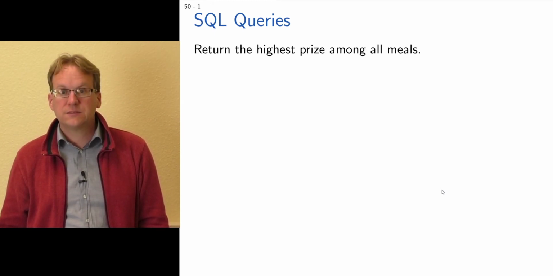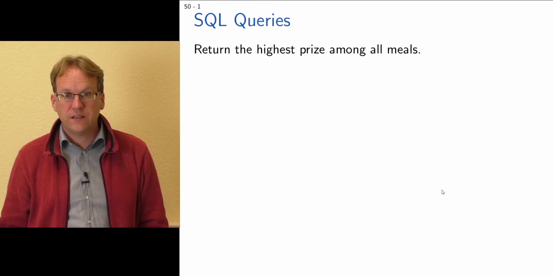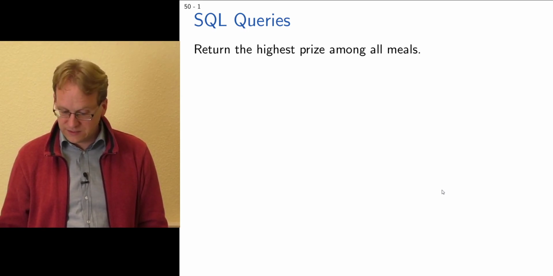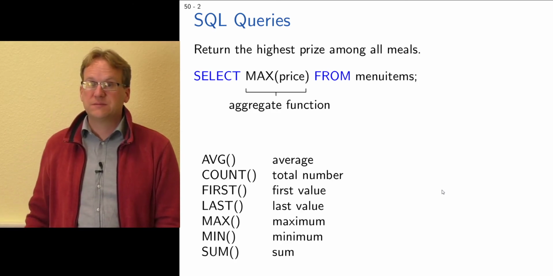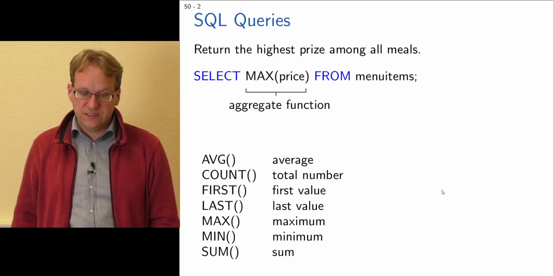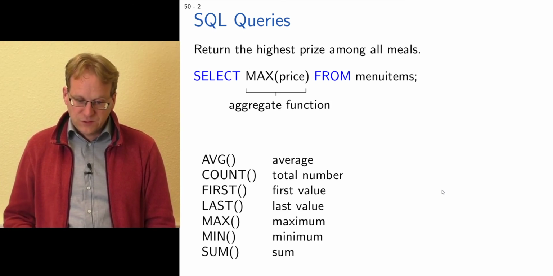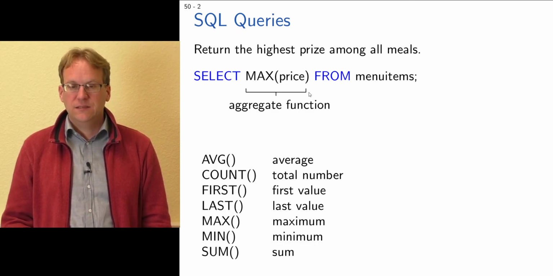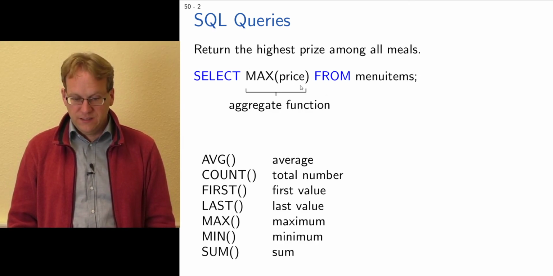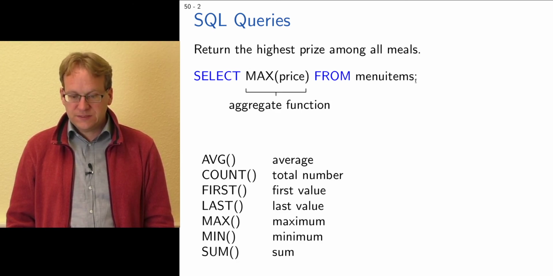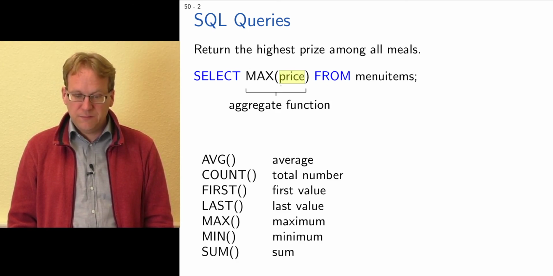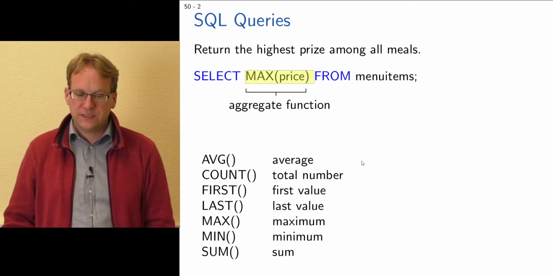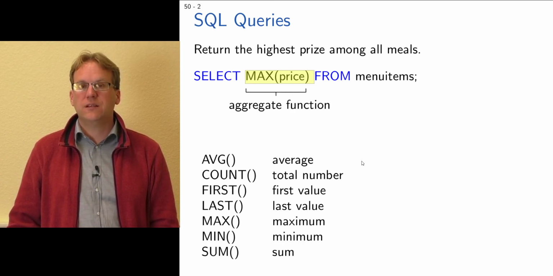But I can state these queries also differently. There are always multiple options, or most often there are multiple options to state a query. And the most simple way to state this query or this question is using an aggregate function. So what I do here, instead of selecting multiple rows, I'm simply saying from this table menu items, I'm interested in this price column, and from that I would like to select only the maximum value. And that will give me the highest price among all meals.